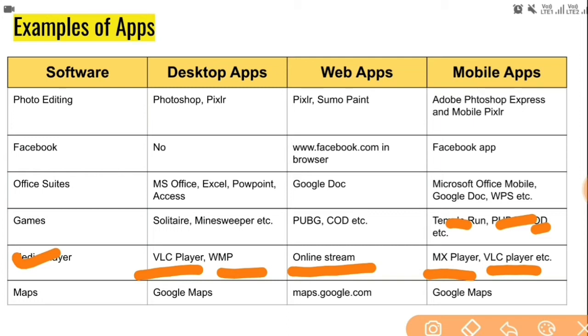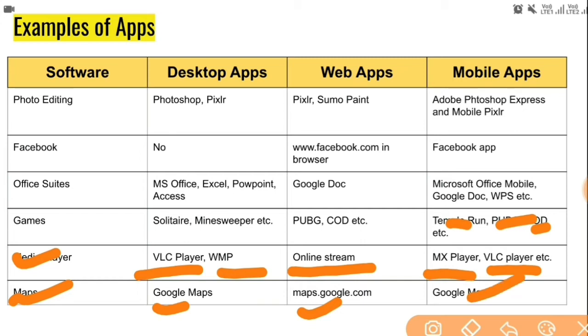Okay, now the next software is maps. If you want to find the map of any particular area, any particular country or union territory or any place, you can see the maps on Maps. So the desktop app available is Google Maps. And for web apps, there is a URL, maps.google.com, you can find it on the web browser. Okay, now for mobile, there are also apps available which have maps, like Google Maps.